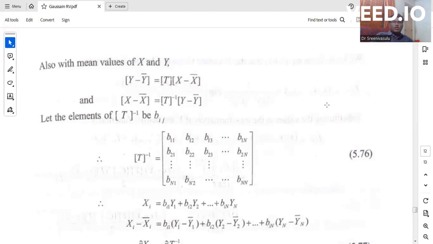Second row, third row, like that. How many transformation random variables are there? So that much of matrix we will get. The size depends upon the random variables.